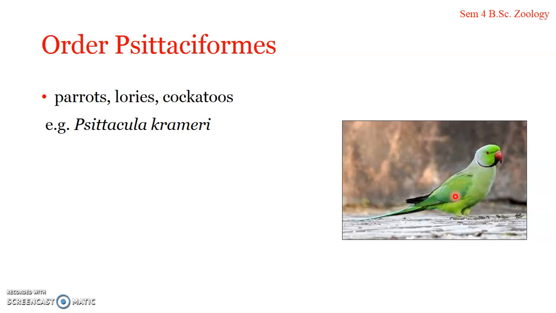Beaks are stout, narrow, sharp edged, and hooked at the tip. The upper jaw is movably articulated with the skull, that is the beak. Then the feet are zygodactylous, that is, two toes in front and two toes behind. Then the outer toe is not reversible. The example, as we have seen, Psittacula krameri, has a green plumage with red beak and usually a rose ring around the neck. Okay, so this is Psittacula krameri.